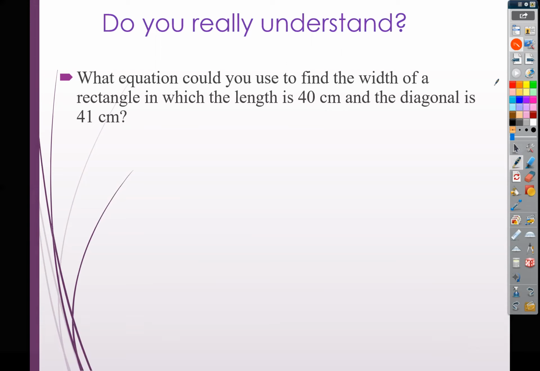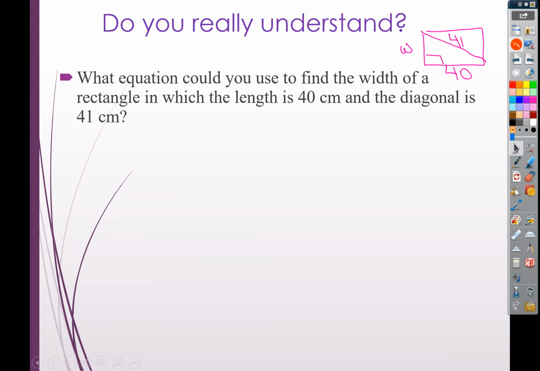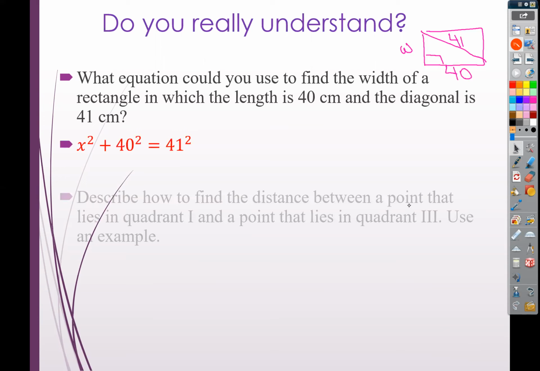Don't try to do it in your head. So we have a rectangle. We have a diagonal. So the width of the rectangle, find the width. If the length is 40 and the diagonal is 41, what are we going to use? The Pythagorean theorem. So you get x squared plus 40 squared equals 41 squared.